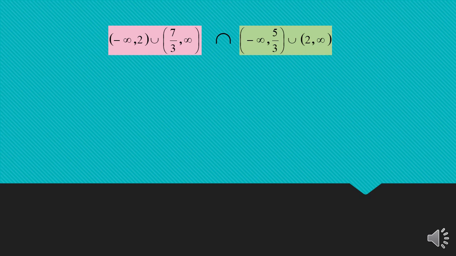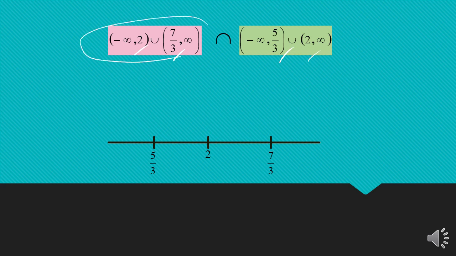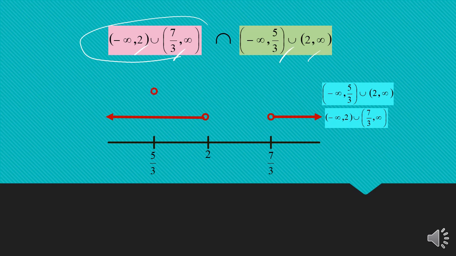So sketch the real number line. On the real number line, we have values 5 over 3, 2 and 7 over 3. So 2 should be in the middle. So we have 5 over 3, 2 and 7 over 3. So sketch for the first side. What will it be? From negative infinity to 2, so it will be like this. And then from 7 over 3 to infinity to the right. And then the second set will be from negative infinity to 5 over 3 to the left. And then from 2 to infinity to the right.